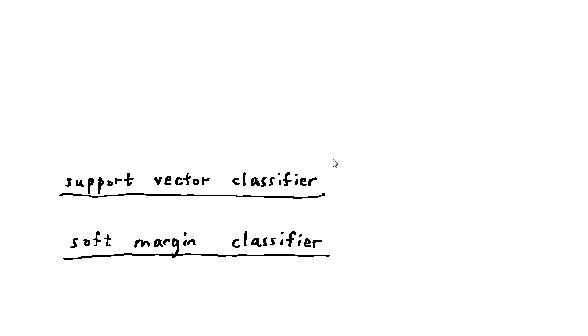Points inside the margin but on the correct side of the hyperplane will be as far as possible from the hyperplane and as close as possible to the margin boundary. For those points on the wrong side of the hyperplane, we want those points to be as close to the hyperplane as possible.